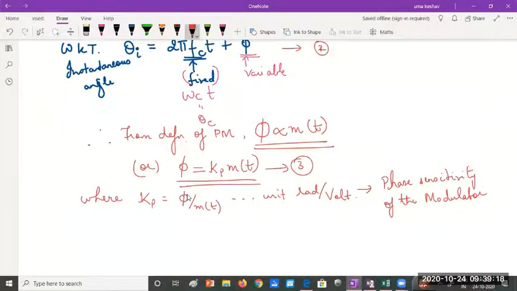So by how much the phase angle will change when I vary the message voltage. If you vary the message voltage by 1 volt, the phase angle may change by 2 degrees. If I vary it by 2 volts, it may vary by 4 degrees, and so on. So what is the rate of change of the angle with respect to change in voltage? That is a measure of the sensitivity of the modulator. Hence, it is called the phase sensitivity of the modulator.